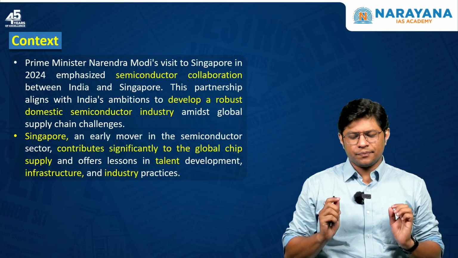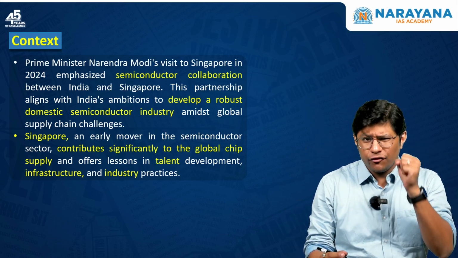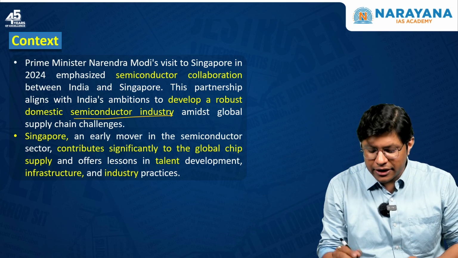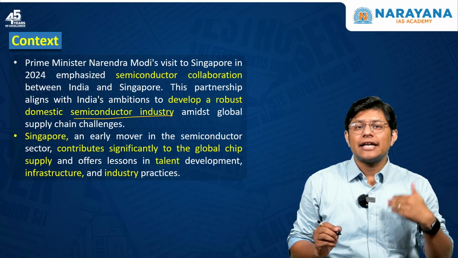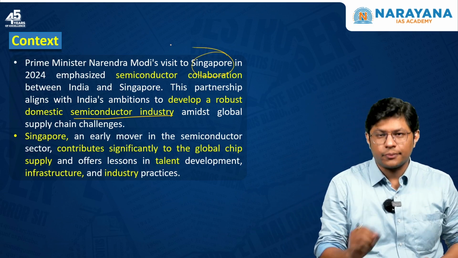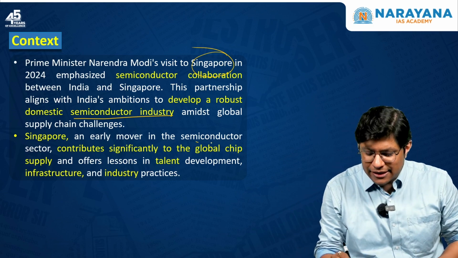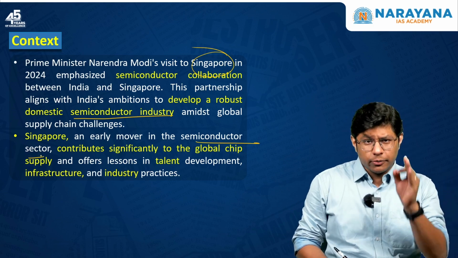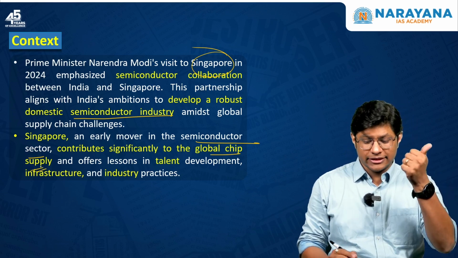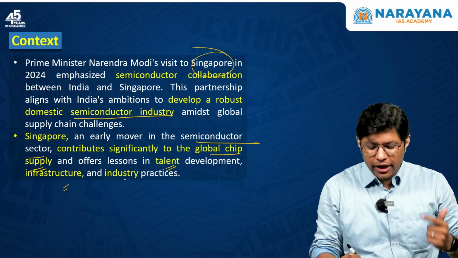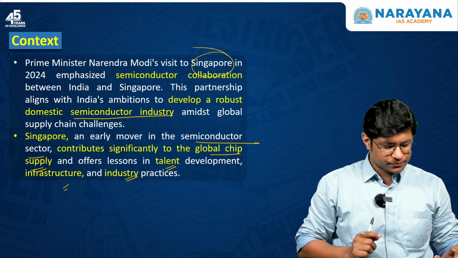What is the context? The context is that India has this ambition of developing a very strong domestic semiconductor industry. This is what is India's ambition, and to achieve this, India has collaborated with Singapore, right? Why Singapore? Because Singapore has an expertise in the semiconductor industry. It contributes significantly in the global supply chains. It has expertise in talent development, infrastructure, and industry practices. That's the reason we have collaborated with Singapore.